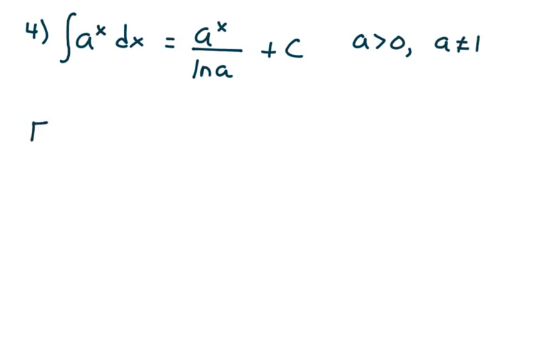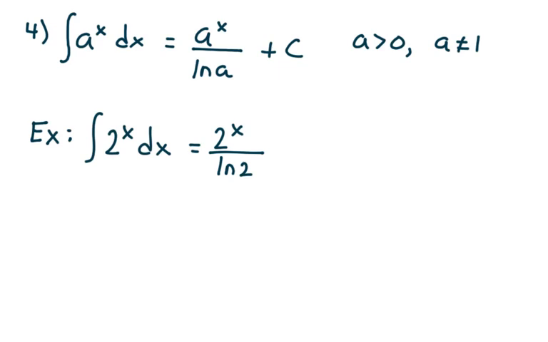Now, for example, suppose I had the integral of 2 to the x dx. Well, in this problem, a is 2. And so we get 2 to the x divided by the natural log of 2, plus c.